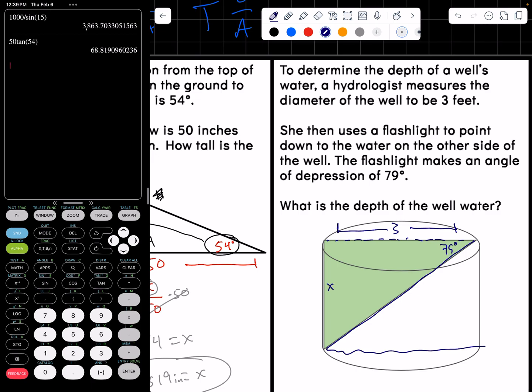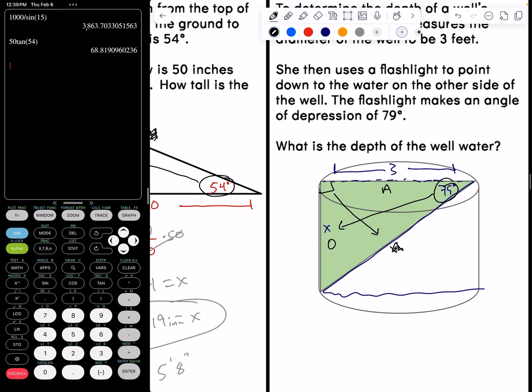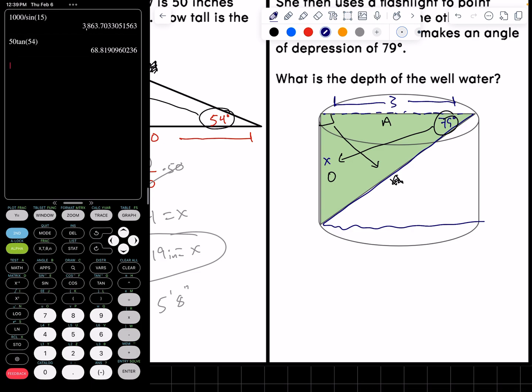So we're looking for this piece right here. We have our hypotenuse, which we're not given anything. We're solving for our opposite, and we're given our adjacent, so we're going to be using tangent as our trig function. Tangent of 79 equals opposite x over adjacent 3. We're going to multiply across. 3 tangent of 79 equals x. We end up with 15.43. That 6 rounds that 3 up to a 4, so 15.4 feet equals x.